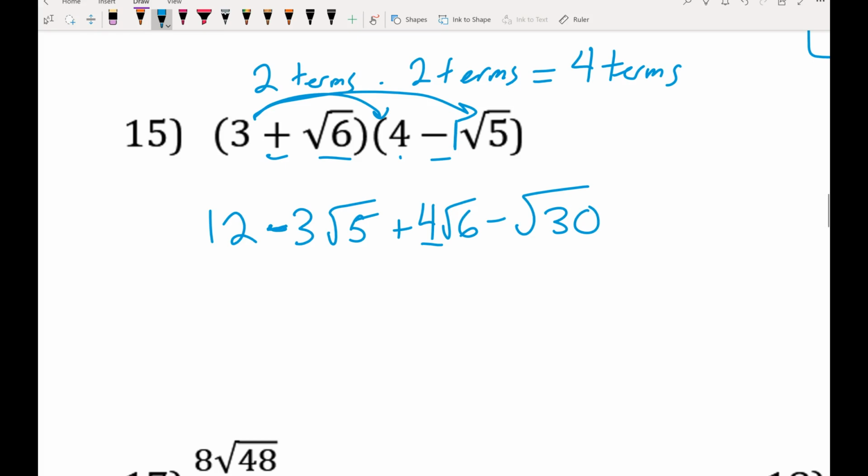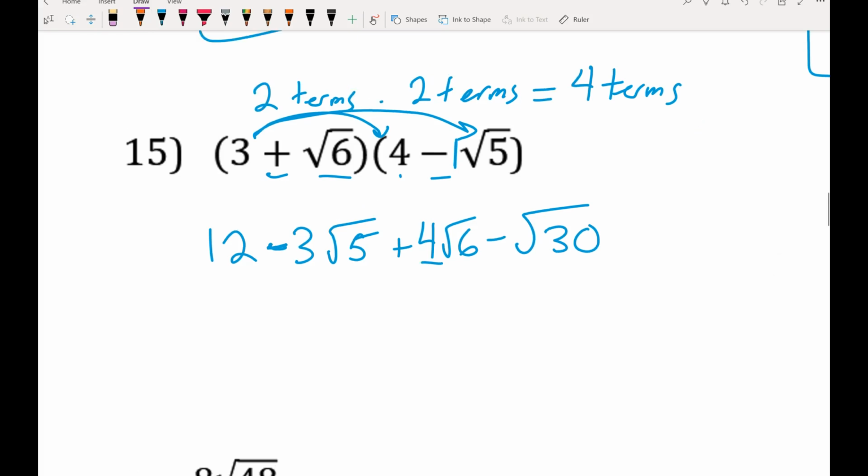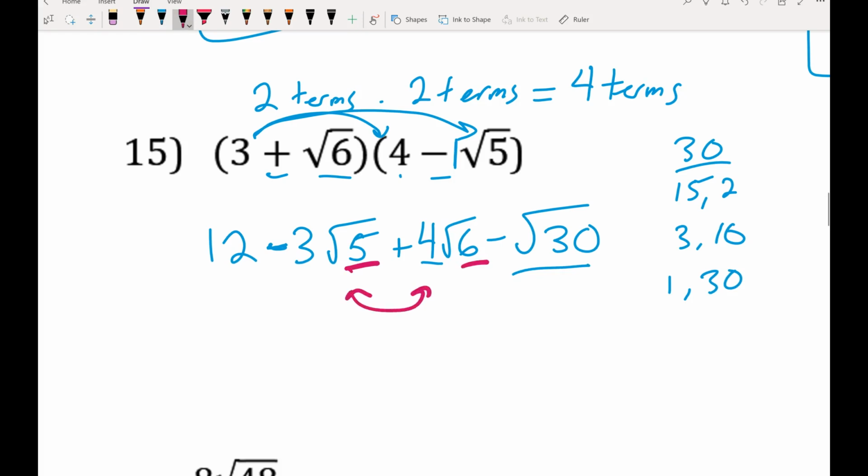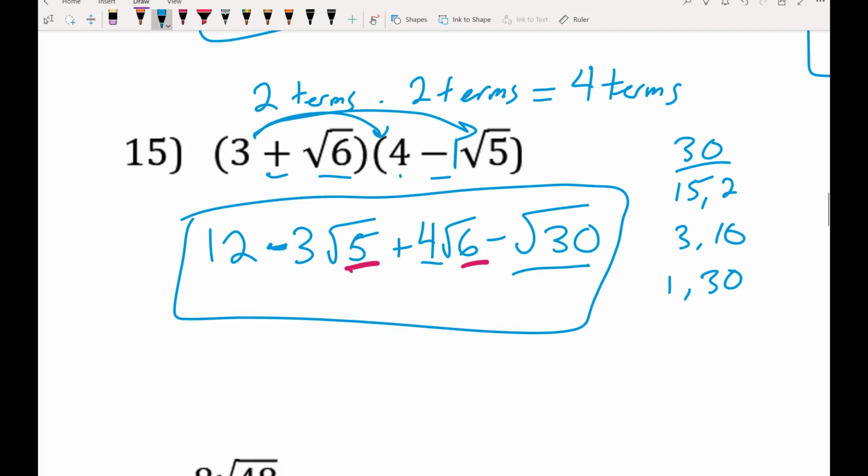So I'm looking to see if there's anything I can combine here. Well, if I'm thinking of factors of 30, you've got 15 and 2, 3 and 10, 1 and 30. So nothing to simplify here. If these numbers under the radical were the same, I could try to squish these together, but they're not, so I can't get anything going there. So it looks like this is the simplest form for this radical.